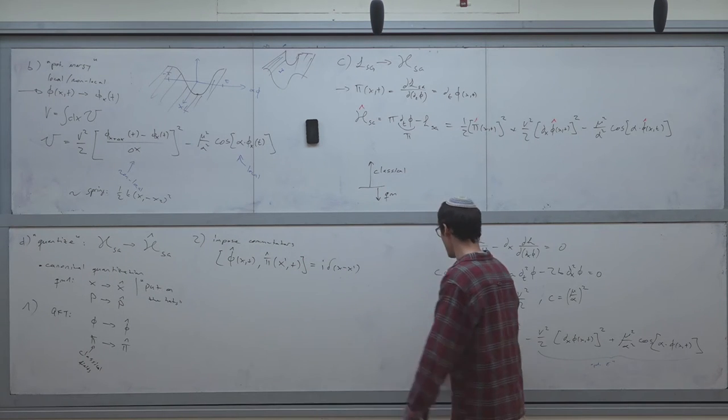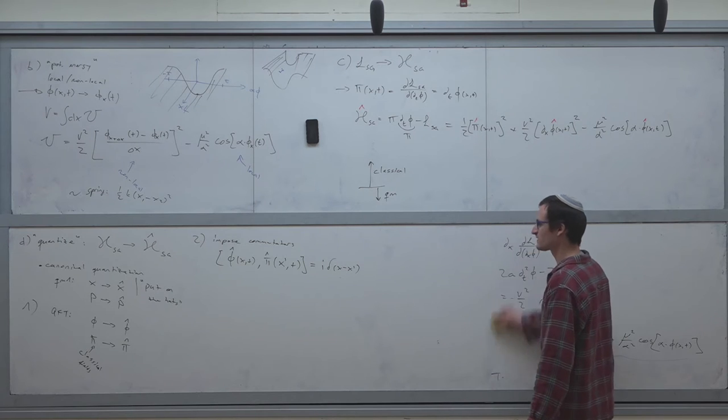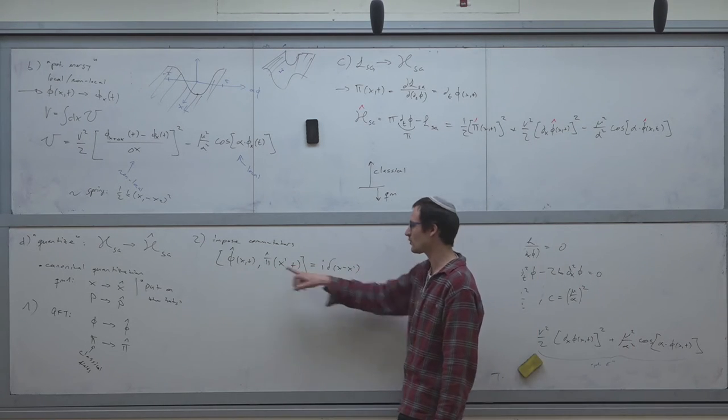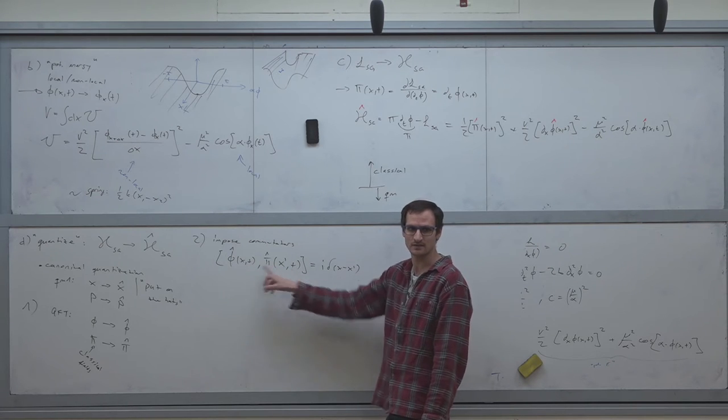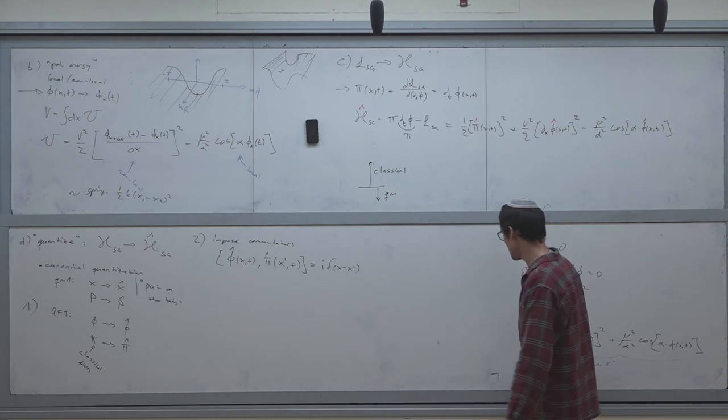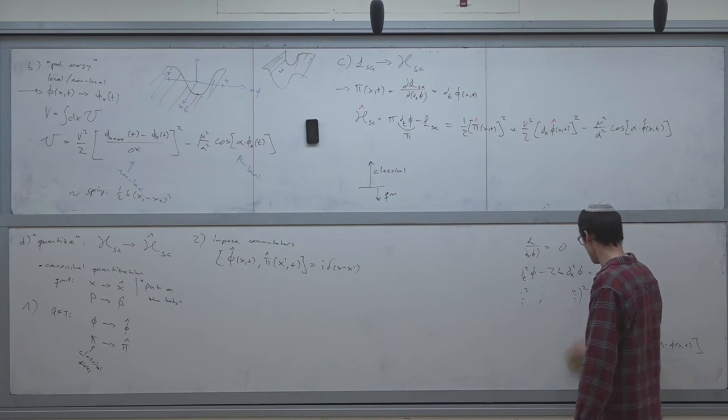Note, by the way, that all commutators are equal time commutators. It's x and x prime equals delta, but we always take them at the same time. It's the same t on both sides. It's called an equal time commutator, and we always take equal time commutators.